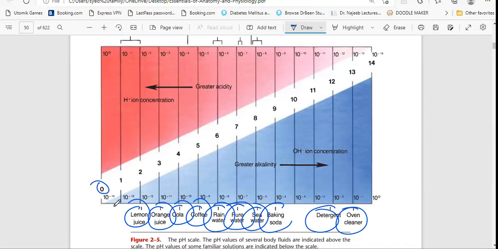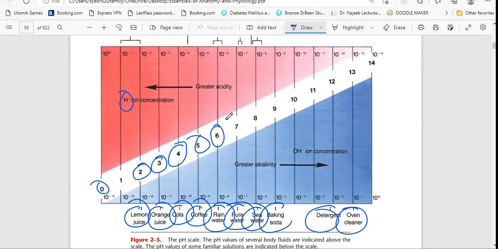So we have lemon juice, which has a higher concentration of hydrogen ions. That's the reason its pH level is 2. Then orange juice has 3, Coca-Cola has 4. That's the reason everyone drinks Coca-Cola after heavy meals. Coffee has 5. And rainwater has a pH level of 6.